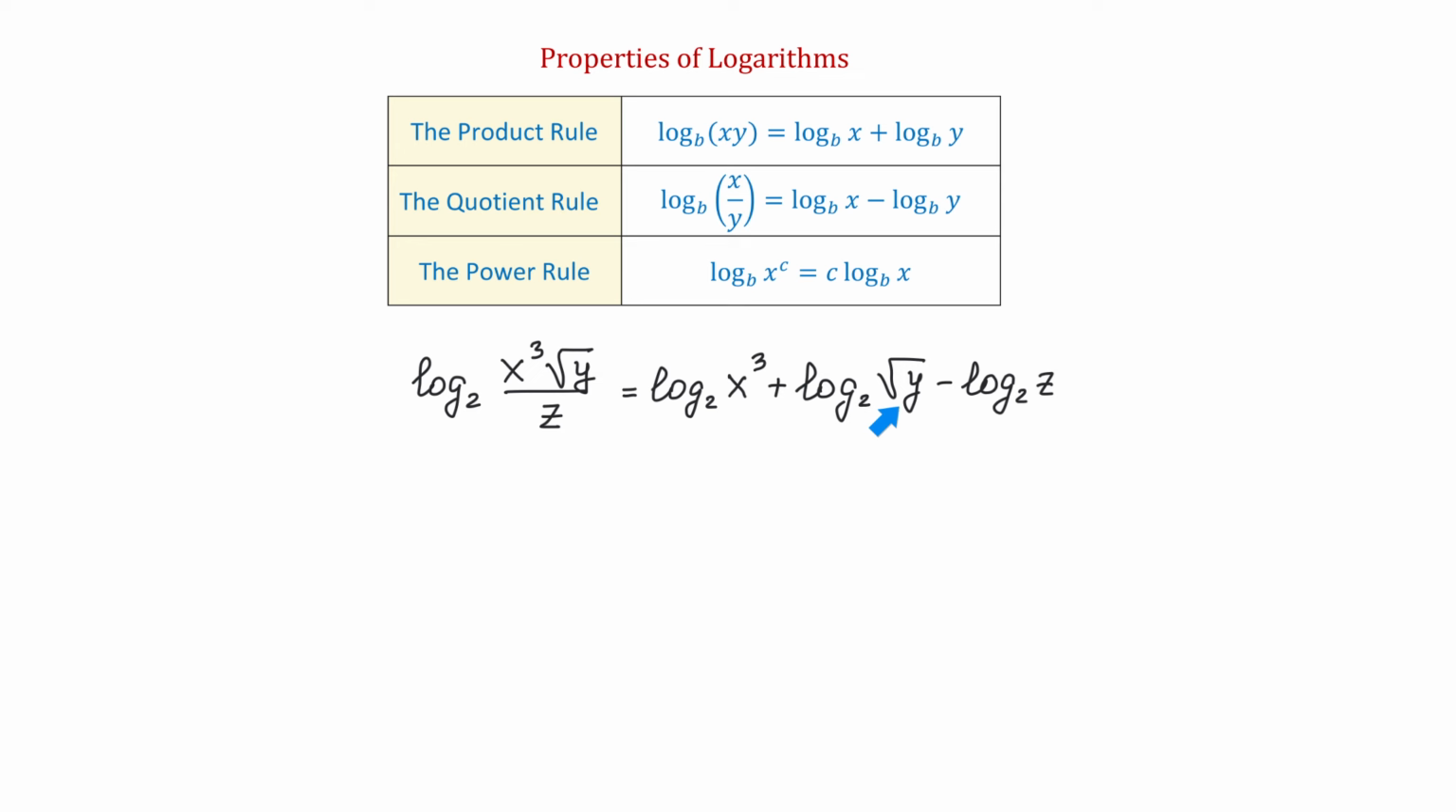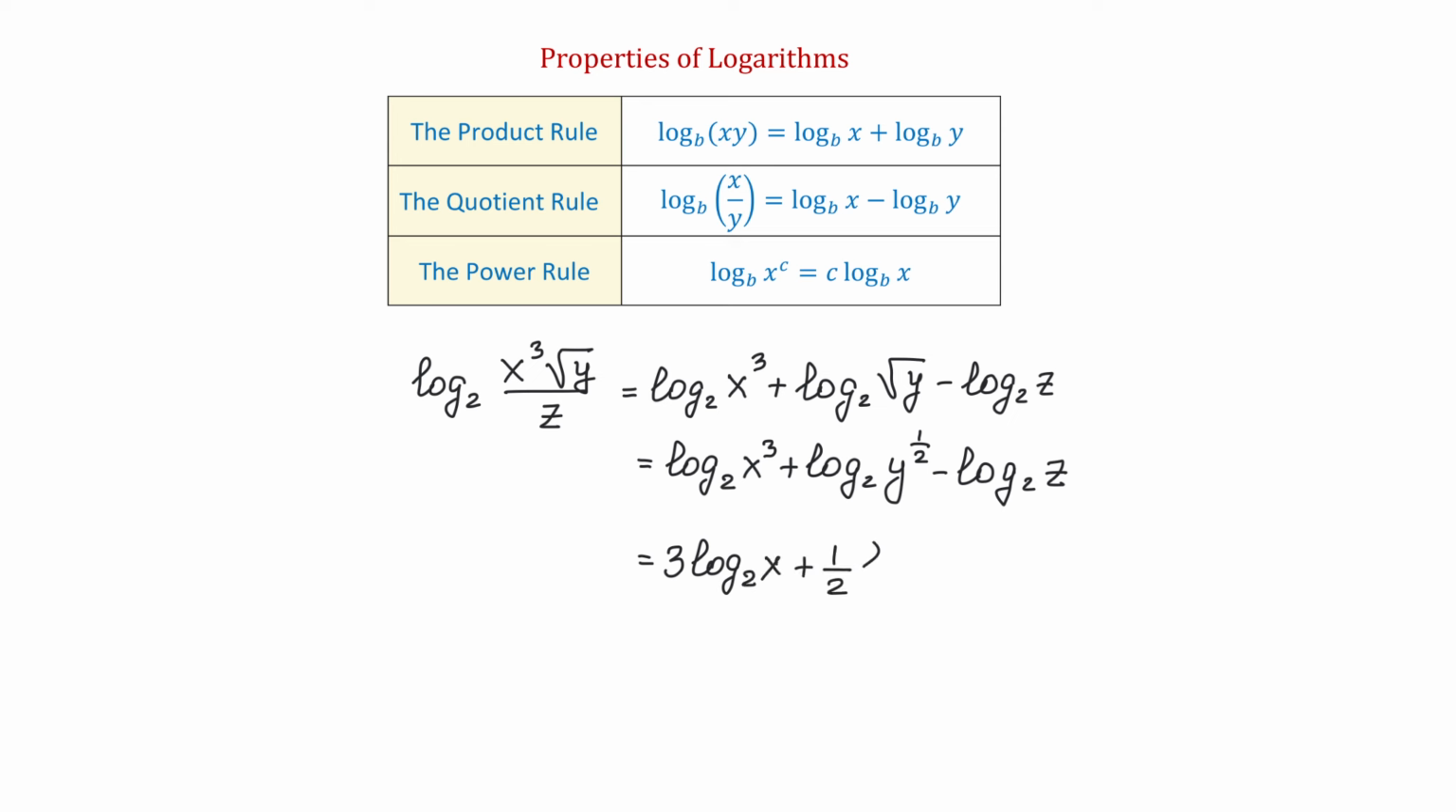Next, we see that x has exponent 3, and we can write square root of y as y to the power of 1/2. So let's rewrite y. So now we will have log base 2 of x cubed plus log base 2 of y to the 1/2 minus log base 2 of z. And now in the last step, we will apply the power rule and we will move each exponent in front of the logarithm. So then we will have 3 log base 2 of x plus 1/2 log base 2 of y minus log base 2 of z.